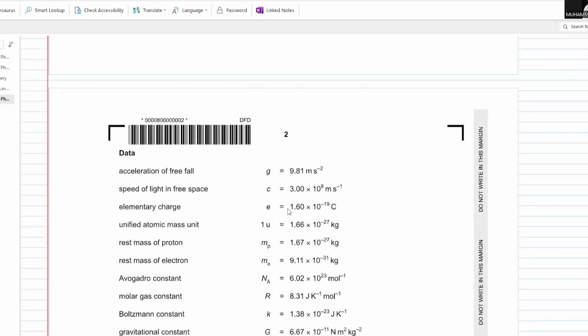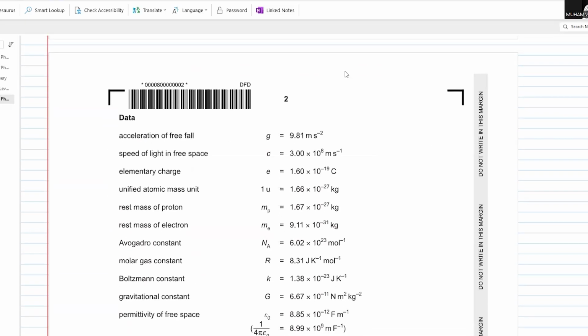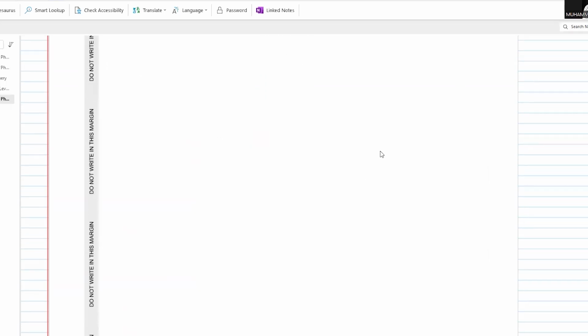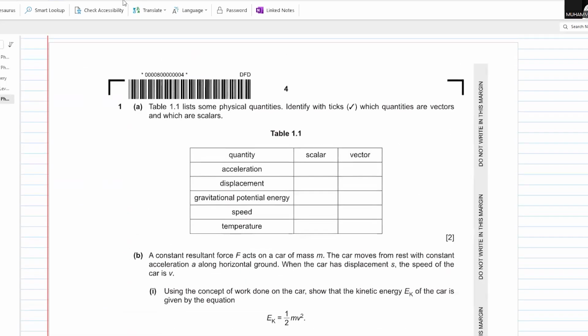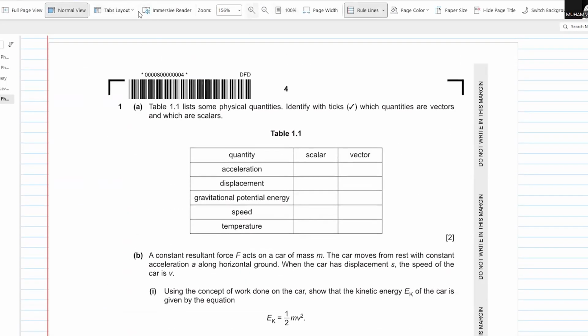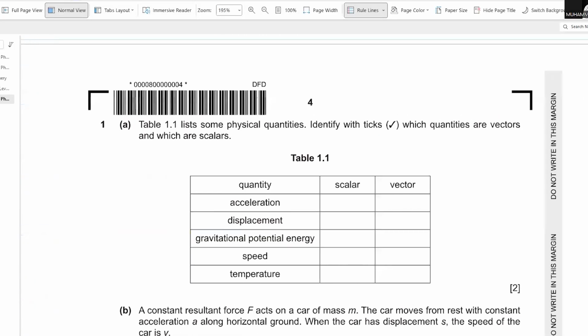Let's start. First of all, we have some data points as shown here and then a blank page, obviously. Let's move on to our first question. Let's zoom in a bit. Let's move on to our first question. Okay.